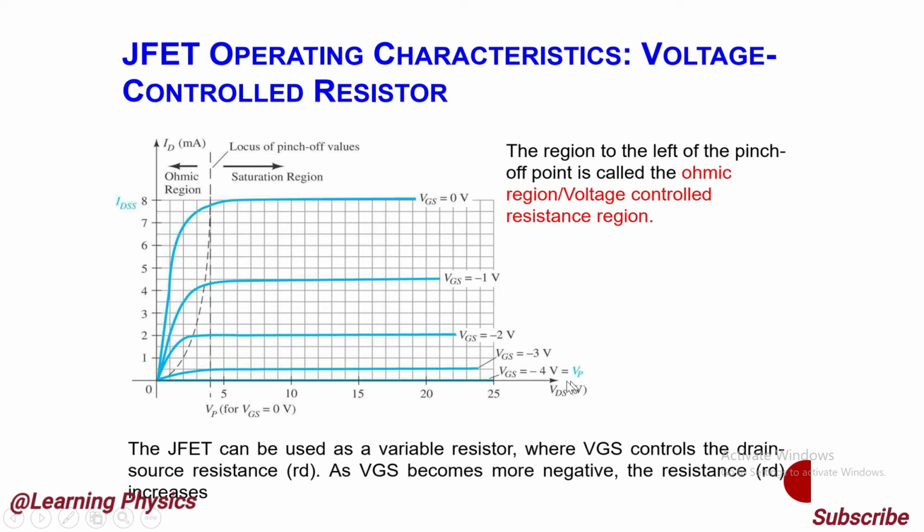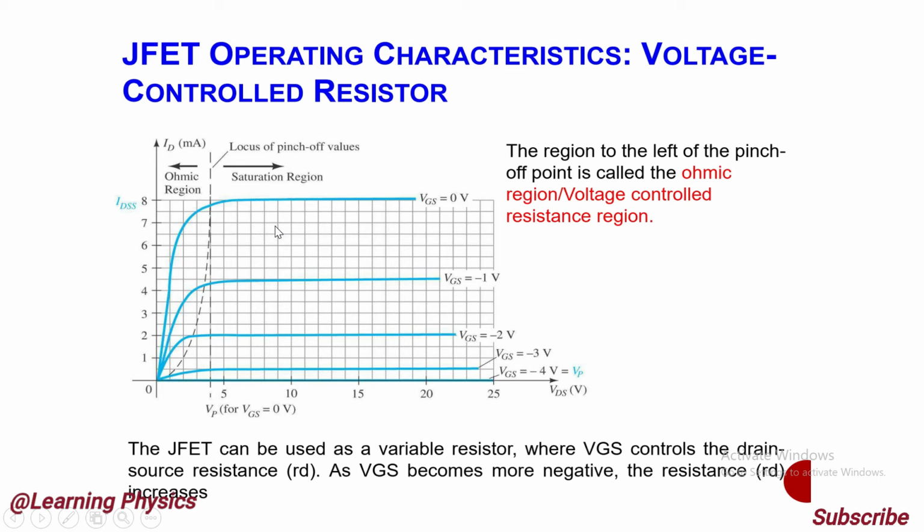And these are the pinch-off voltages, and the device becomes non-functional. The region to the left of the pinch-off point is called the ohmic region, and we can see the dotted line to the left side is called the ohmic region or voltage-controlled resistance region. We can say that the resistance increases or decreases in this region. After this, this is the saturation region.